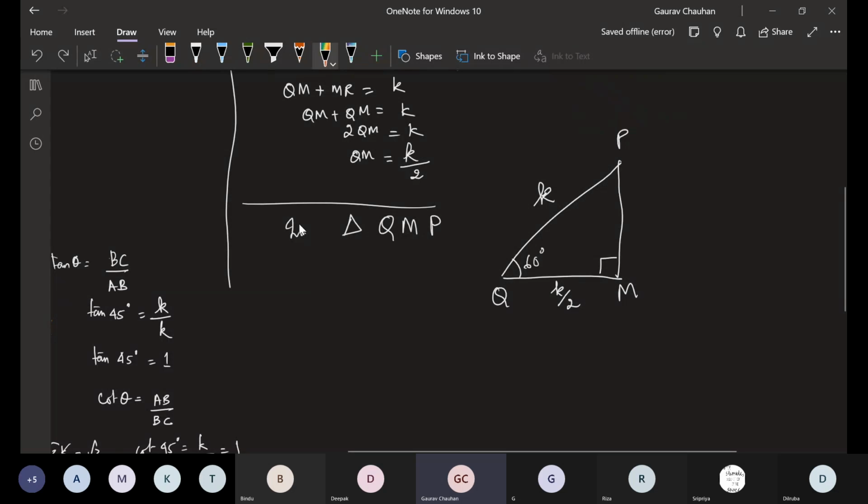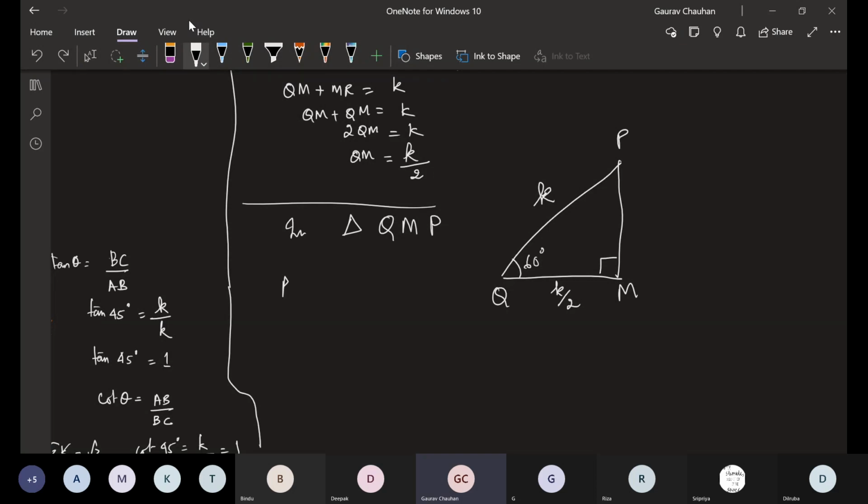So now in triangle QMP, we already have PQ and QM in terms of K. Can we find the third side also in terms of K? Who would like to do that with me? Raise your hands if you would like to do that. G, go ahead. Sir, K by 2. First, write the side names, so that everyone can understand.